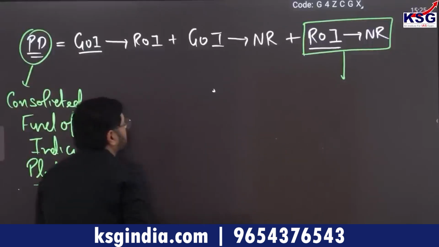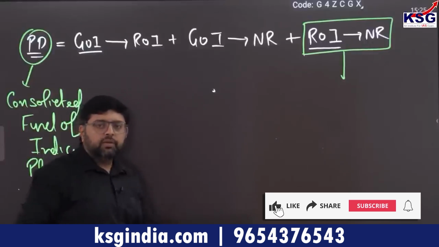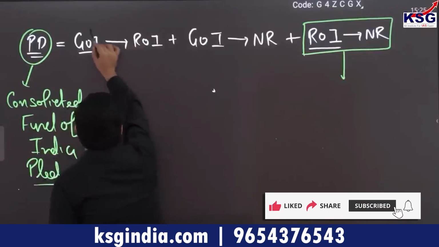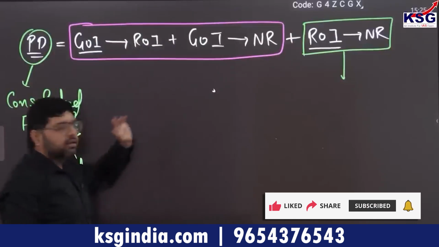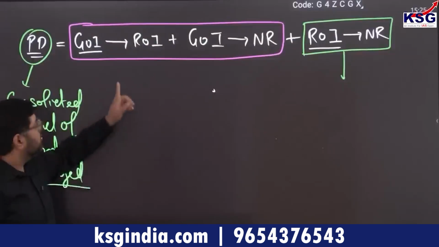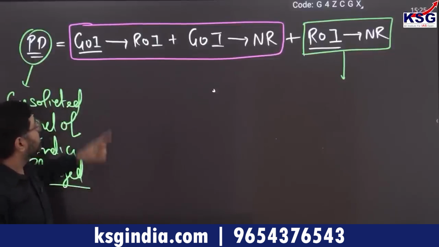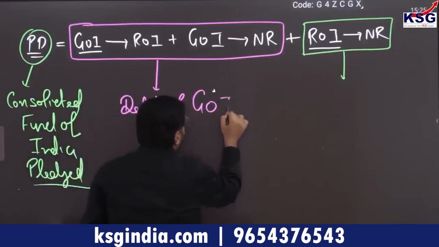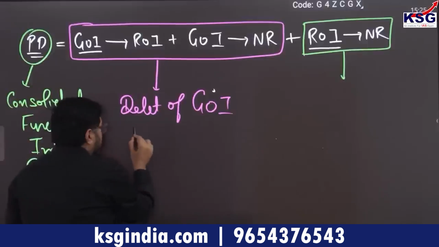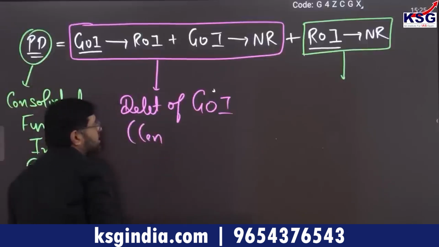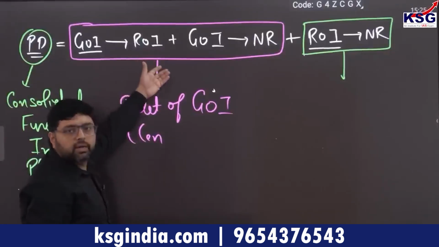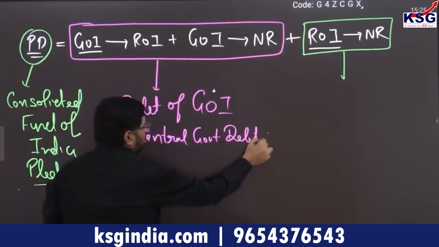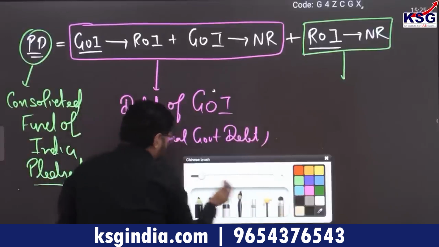If the examiner asks you what is the Government of India's debt: sometimes in newspapers there is a term, debt of the Government of India. The debt of the Government of India comprises of these two only. Whatever I circled with pink, or made a square, that is regarded as the debt of the Government of India, or you can say central government debt. One student is asking what is central government debt. So this is central government debt.